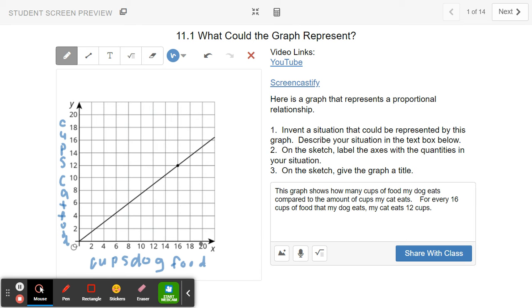All right, so I created a situation where my x-axis represents cups of dog food and my y-axis represents the cups of cat food. And so this graph shows how many cups of food my dog eats compared to the amount of cups that my cat eats. And so I even described what this point meant because it's point (16,12). So for every 16 cups of food that my dog eats, my cat eats 12 cups. You do not, of course, have to have this situation. As long as yours is a proportional relationship, then it will make sense.